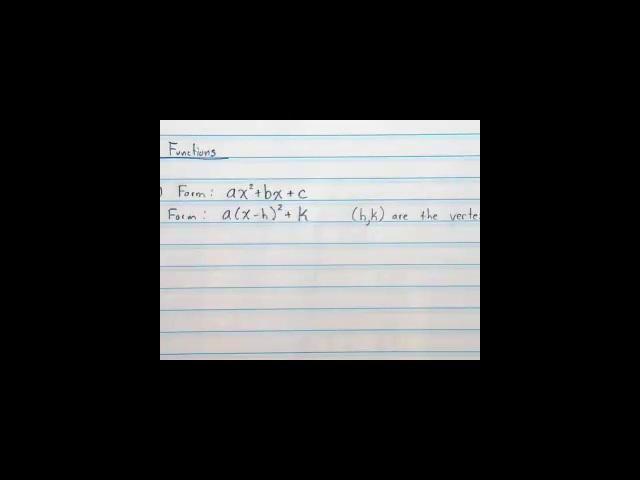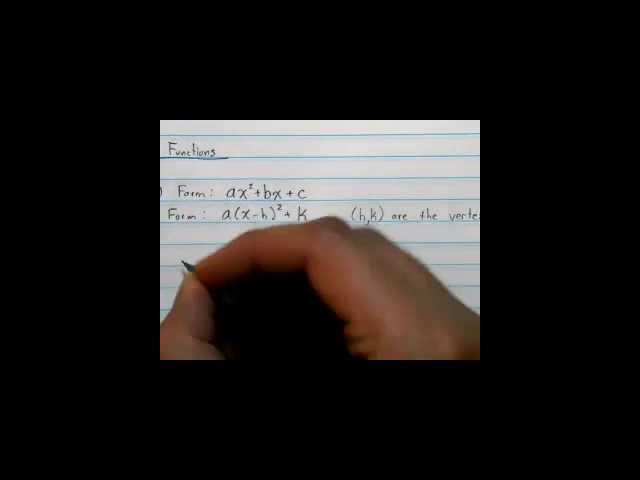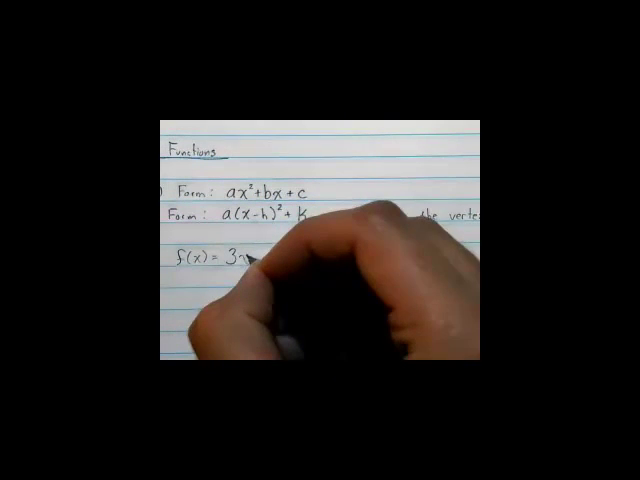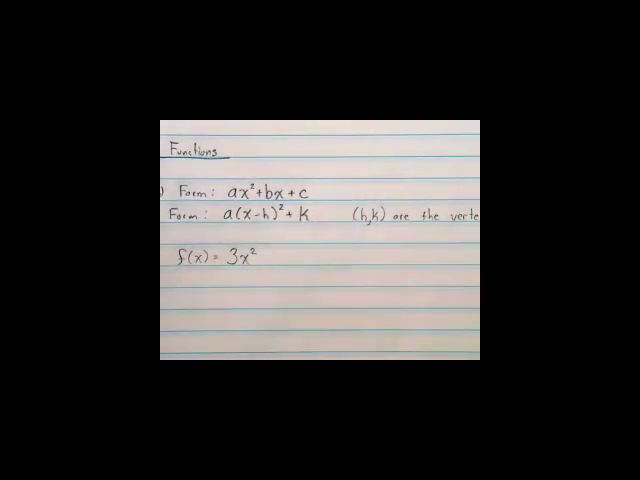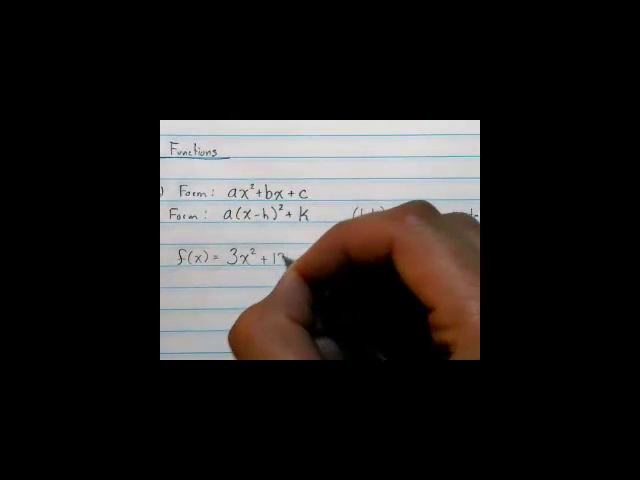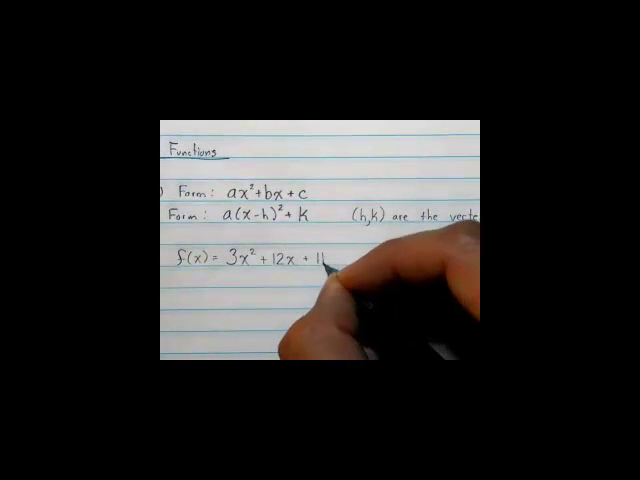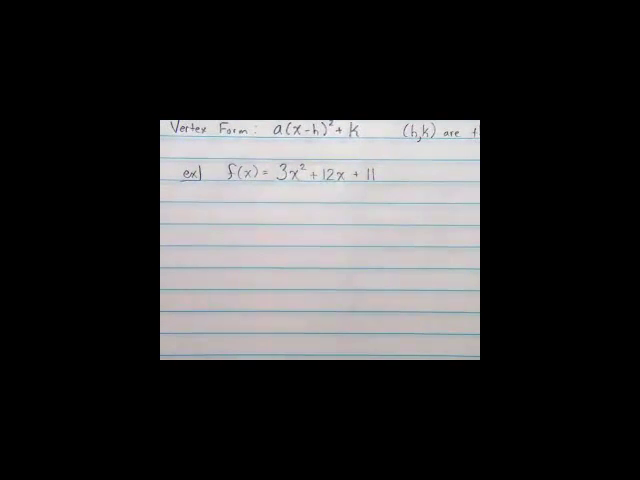Okay? So let's say that we've got, for example, a quadratic that's in standard form. How about 3x squared plus 12x plus 11. So we're going to take this guy, convert it into vertex form, and then use the vertex form to identify where the vertex is, and then graph the thing.